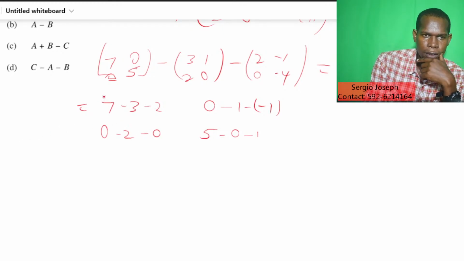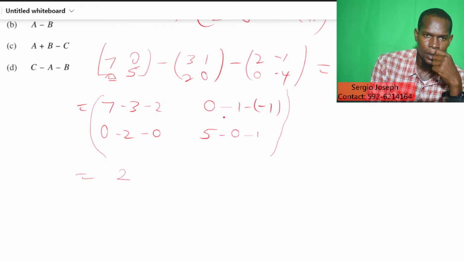Oh, good. So let's go. Put the big brackets. Let's simplify. So if you have 7 things, you take away 3. That's how much you leave with. That's 4. And 4 take away 2 gives us what?